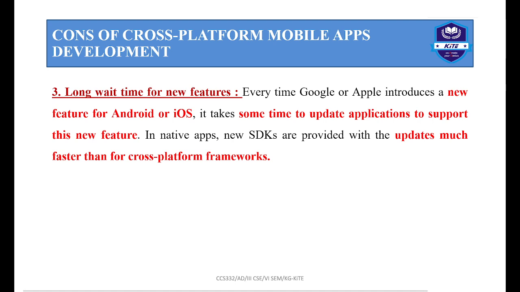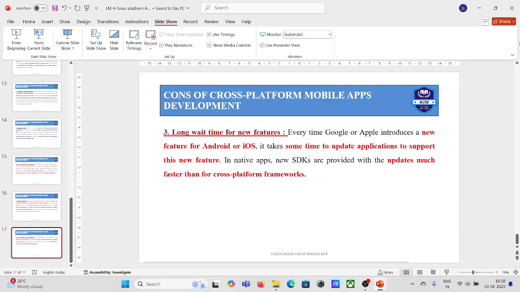Next is a long wait time for new features. Every time Google or Apple introduces a new feature for Android or iOS, it takes some time to update applications to support these new features. In native apps, new SDKs are provided with updates much faster than for cross-platform frameworks. So, as of now, we have completed cross-platform mobile application development. We have seen what cross-platform mobile applications are, a few examples of them, and their advantages and disadvantages.